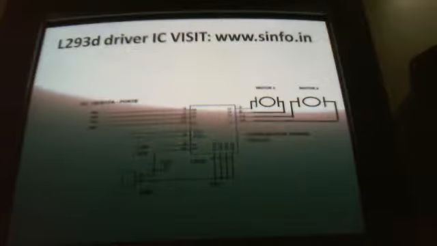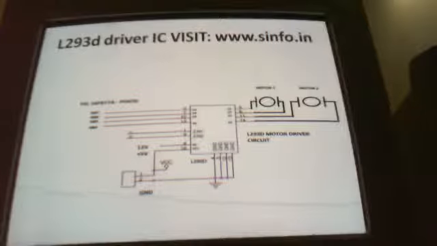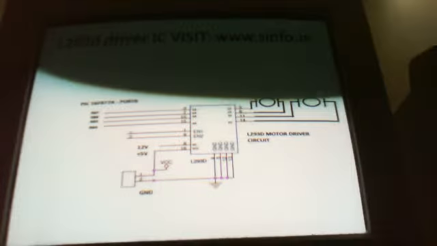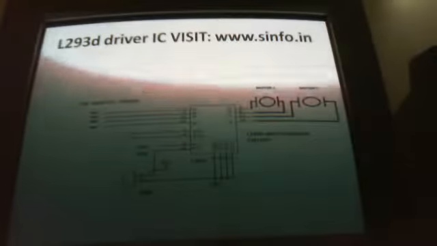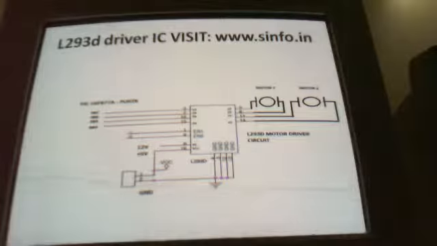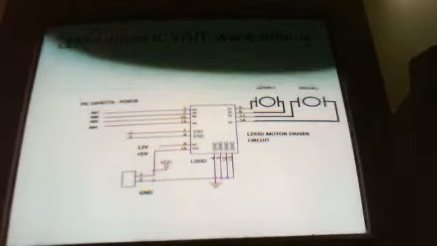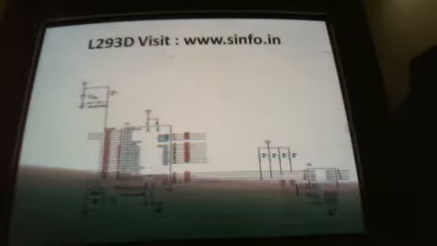Okay, this IC needs TTL inputs, plus 5 volt. Based on the input high or low, this driver IC will give 0 to a maximum of 36 volt output. Whatever voltage you connect at pin number 8, based on that you will get the output voltage.